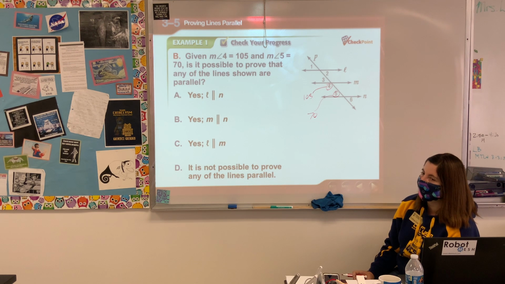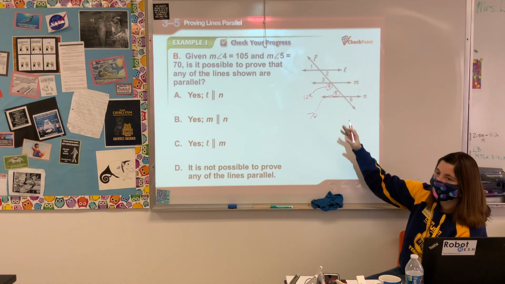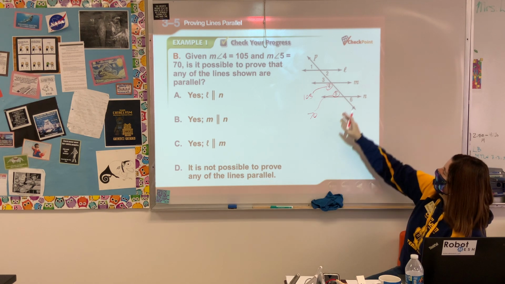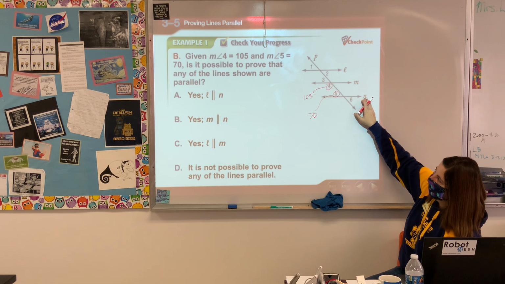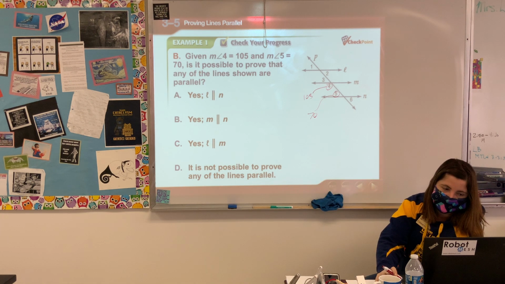And what do we look for with consecutive interior angles? Normally, we want them to add up to 180. They're supplementary to one another. The converse of the consecutive interior angle theorem will tell us, no, these do not add up to 180. So we can't say that M and N are parallel. It's not possible to prove these parallel.